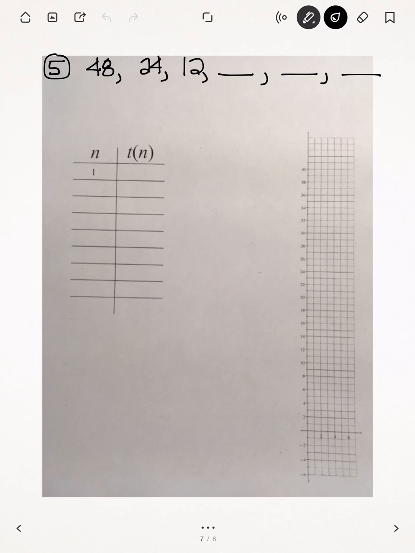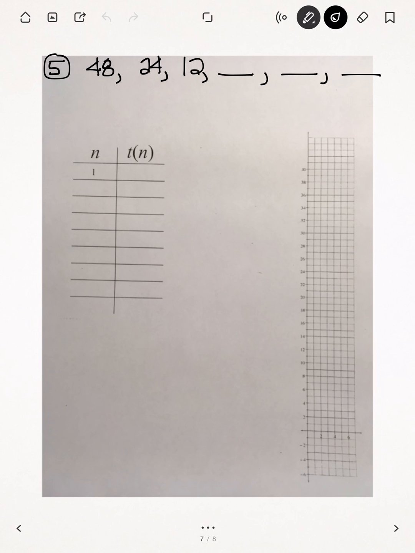Okay, number 5. This is the last one. We are going down again, but if we find the difference between 48 and 24, we're going down by 24. Here we're going down by, between 24 and 12, we're going down by 12. So we're not subtracting the same thing every time. So we're going to look at dividing.